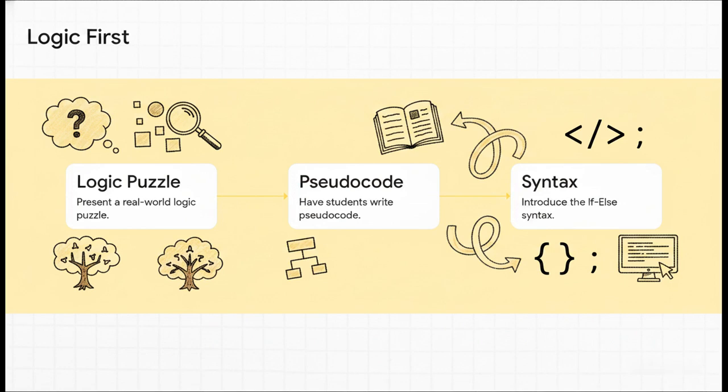Ask them, hey, if it's raining outside, what do you grab? An umbrella. Else, what do you take? Sunglasses. Have them write out that pseudocode to actually map the decision tree in their heads. Only after that do you introduce the actual if-else syntax. At that point, the syntax is just a tool to execute the logic they already intuitively understand.